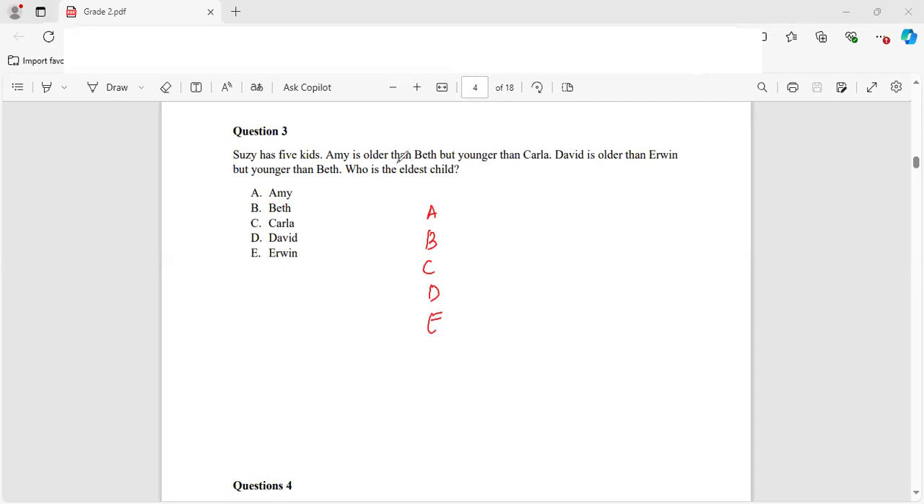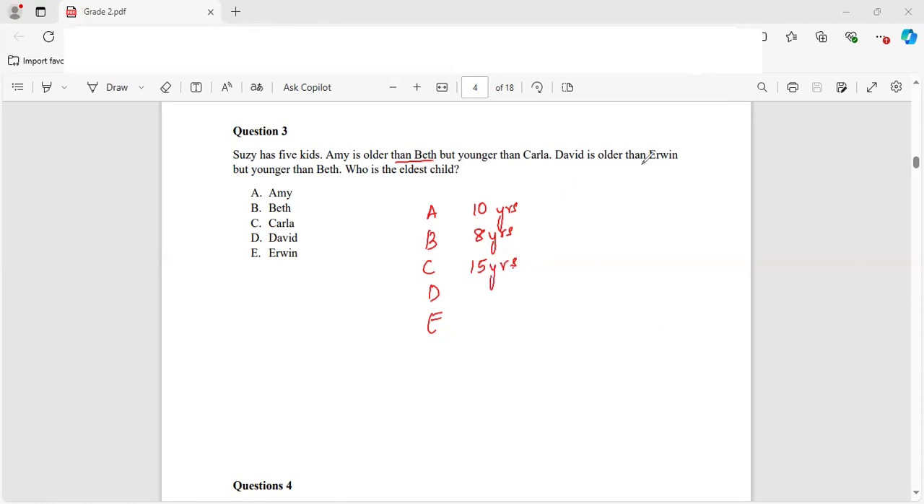Now, Amy is older than Beth. So let's just take Amy to be, say, 10, just for example, you can take any number. So suppose Amy is 10 years. So Amy is older than Beth. So let Beth be 8 years, but younger than Carla. So Carla is elder to Amy. So let's take Carla to be 15 years.